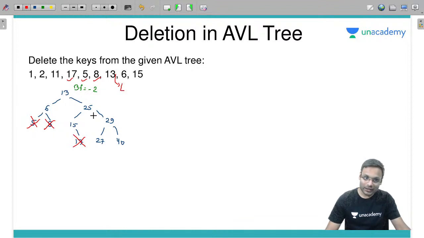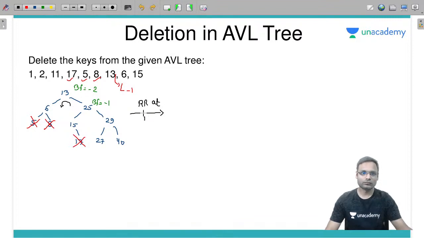Left subtree, what is the right subtree's balance factor? At 25, what is the balance factor? Balance factor at 25 is 1 minus 1, 2 minus 1. So the case becomes L minus 1. When L minus 1 case is there, for that you need to apply RR rotation at 13. Let's apply RR at 13. When you apply RR at 13, the tree becomes like this.